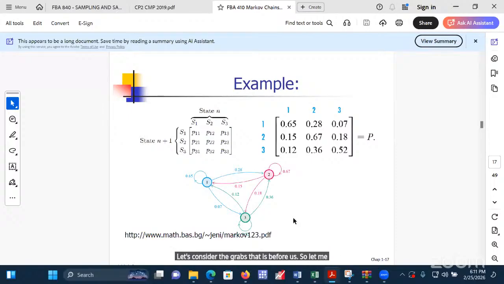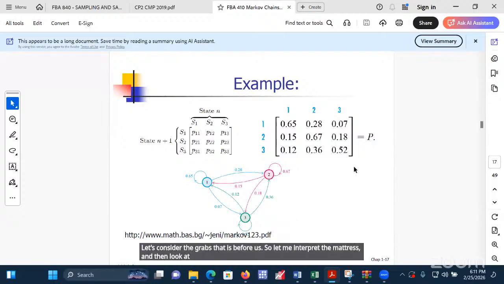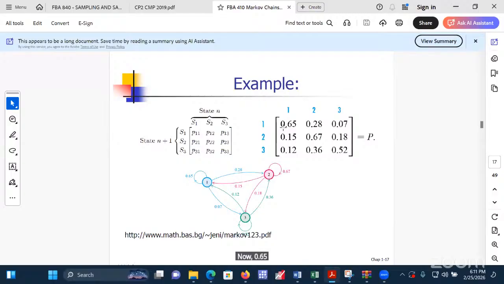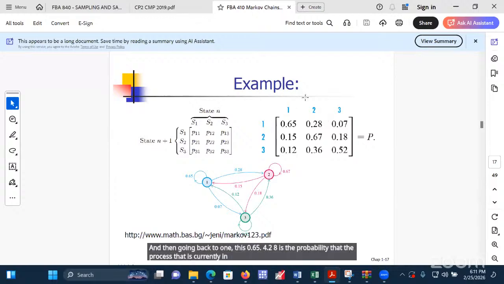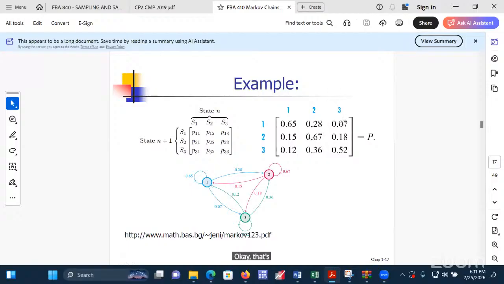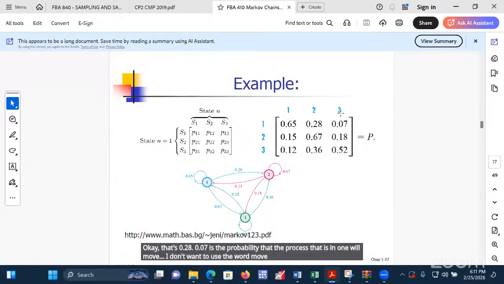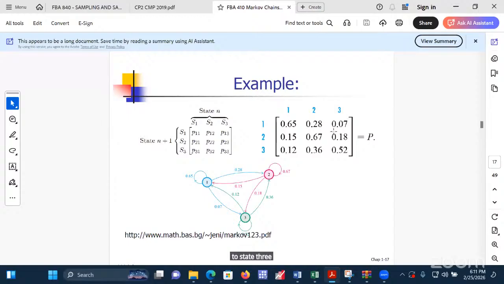So let me interpret the matrix and then we look at the graph. Now, 0.65 here simply means the probability of the process transiting from 1 and then going back to 1. This is 0.65. 0.28 is the probability that the process that is currently in 1 will end up in 2 in the next process. Okay, that's 0.28. 0.07 is the probability that the process that is in 1 will transit to state 3 in the next time, 0.07.